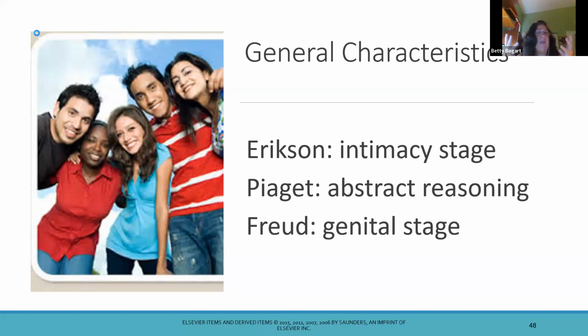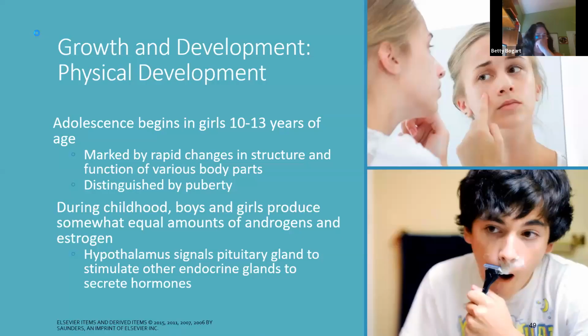And I think they can fight their way out of paper bags. They are so smart trying to get what they want. And then Freud is all about that, sexuality in the genital stage.